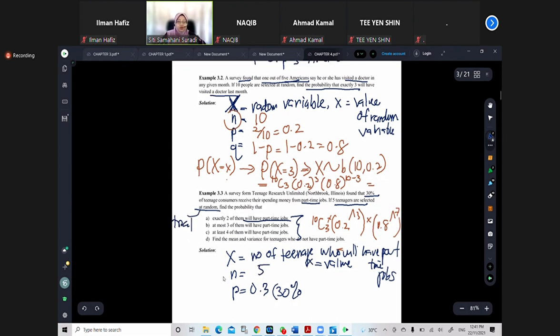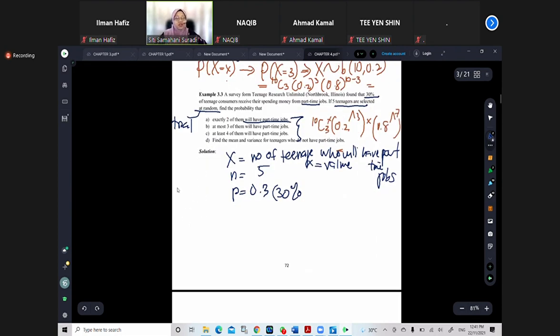So, how do you derive in terms of binomial distribution? You need to write down X approximate B, binomial. So, N is 5, success probability is 0.3. You need to write down this one, and then you can answer this one, A.